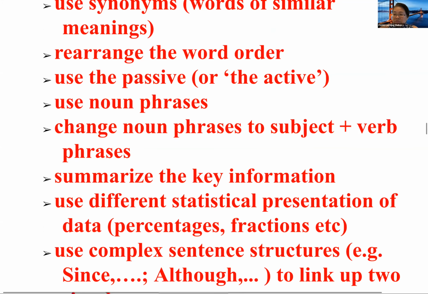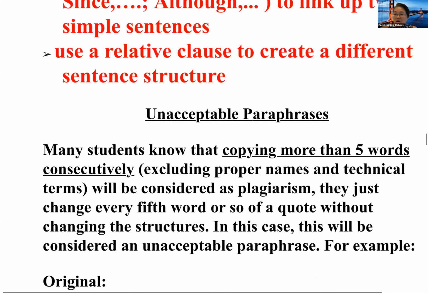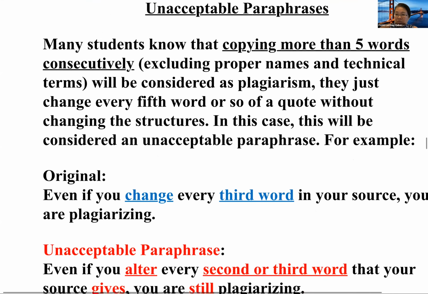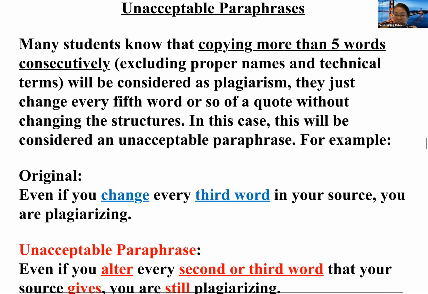Now, some students are very tricky. They say, okay, if you say that I can't copy more than 5 words, then what I would do is just change every 5th word, so that you won't accuse me. I particularly use synonyms every 5 words, and I'm not copying 5 words continuously, maybe just 4 words. Now let's look at this example, because by doing that you'll be doing something unacceptable as well. So look at this original sentence. It says, even if you change every 3rd word in your source, you are plagiarizing.